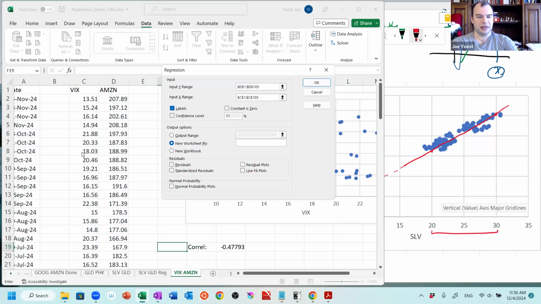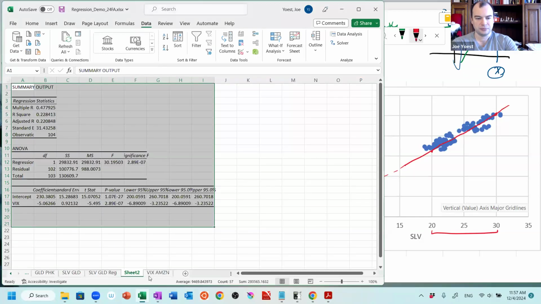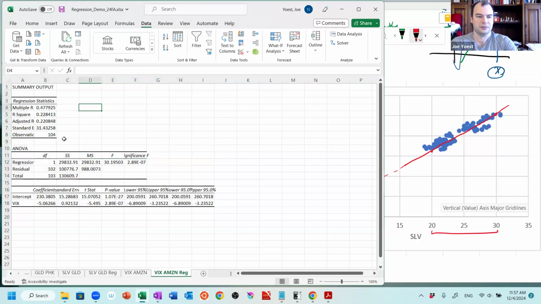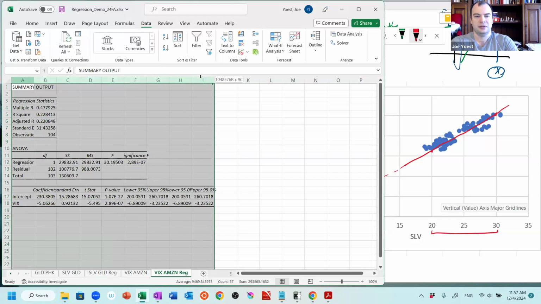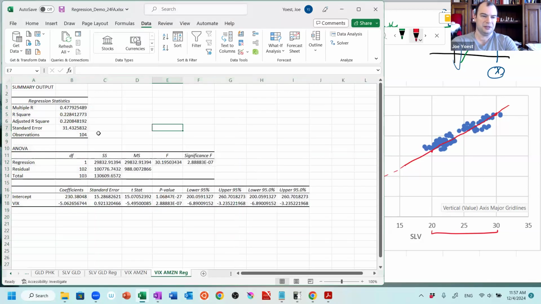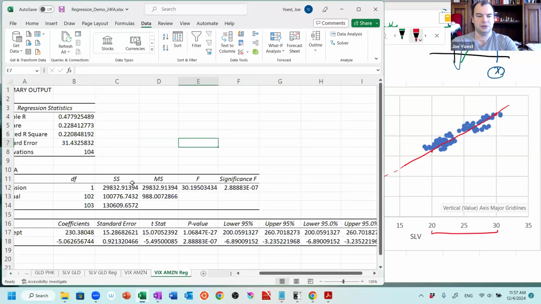And that looks good. Because I made all of these sheets pretty similar to one another, I'm pretty happy with that. I'll keep my labels here, going from D1 and C1, so I did include my labels. Still outputting to a new worksheet ply. I'll rename my sheet 2 to, say, VIX, Amazon, regression. I'll resize my columns just to make it a little easier to see. Zoom in.